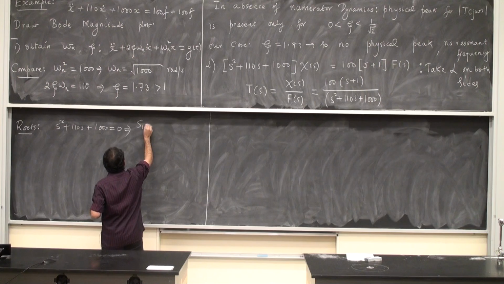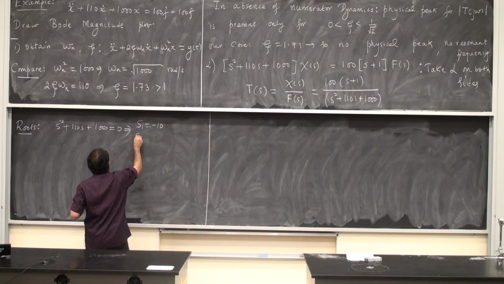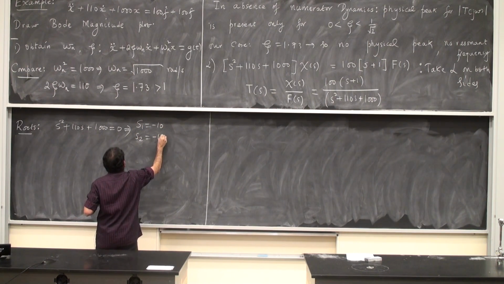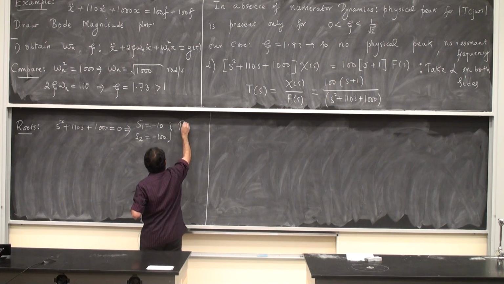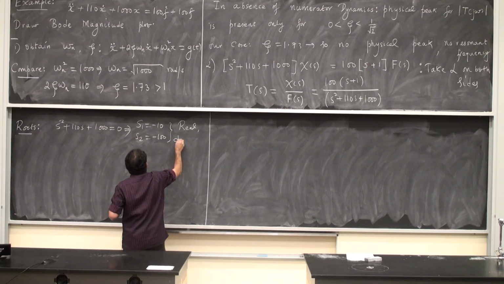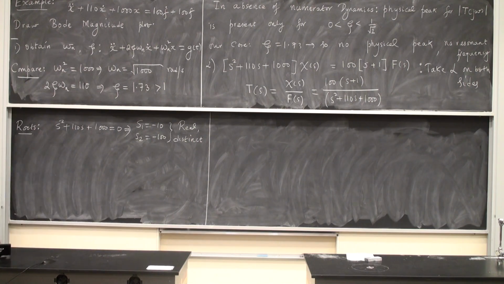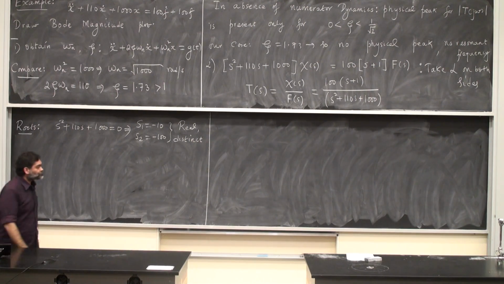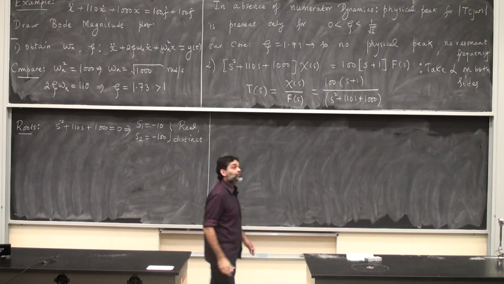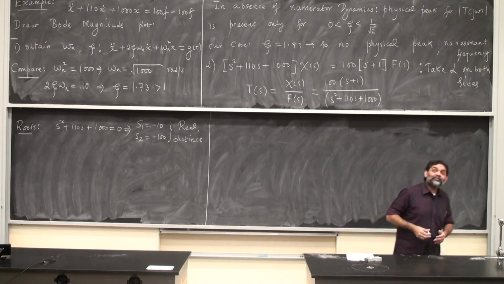S1 is minus 1 and S2 is minus 10. They are real and distinct, which completely aligns with our idea of zeta being greater than 1. Okay?